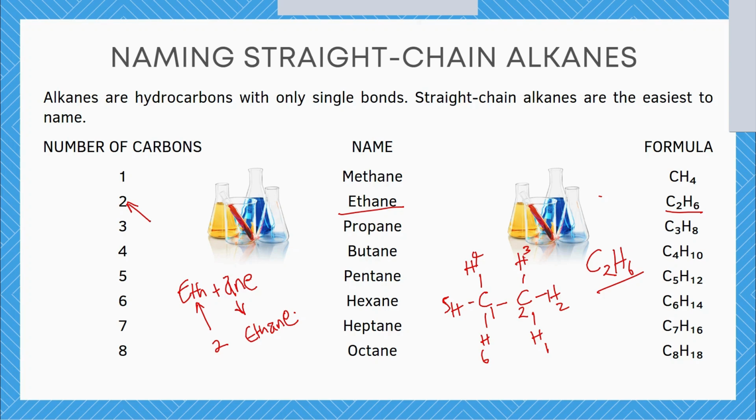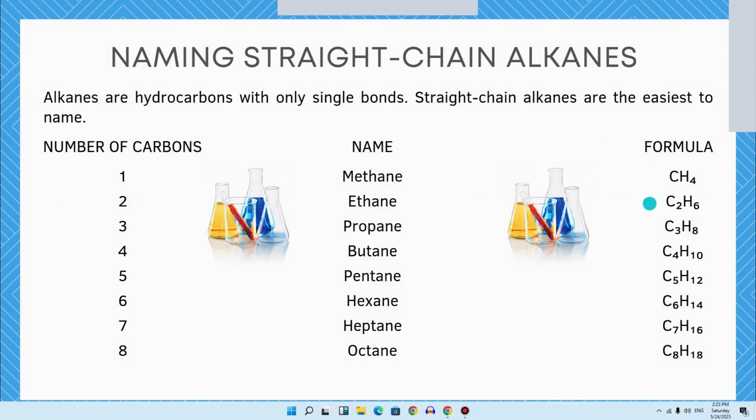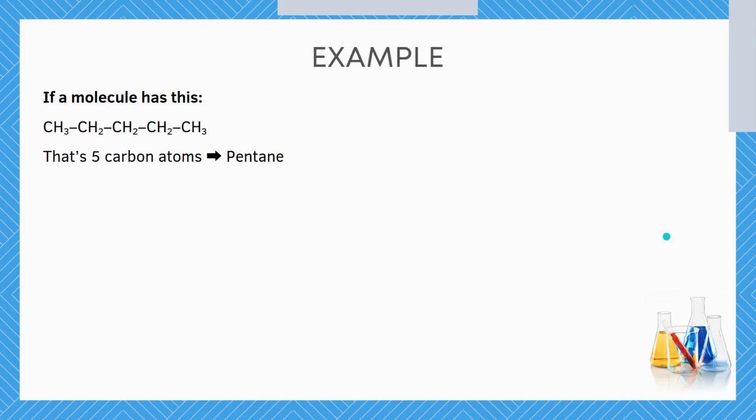Same thing goes for all the remaining numbers. For 3 carbon atoms, we have propane. 4 carbon atoms, we have butane. 5, 6, 7, and 8, we have pentane, hexane, heptane, and octane. I could go on and on, but these are some of the names that belong to specific numbers of carbon atoms in a hydrocarbon.